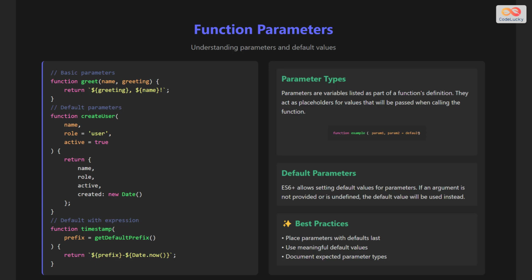Function parameters are placeholders for values that a function will receive when it's called. Parameters can have default values assigned to them. When an argument is not provided or is undefined, the default value will be used instead.